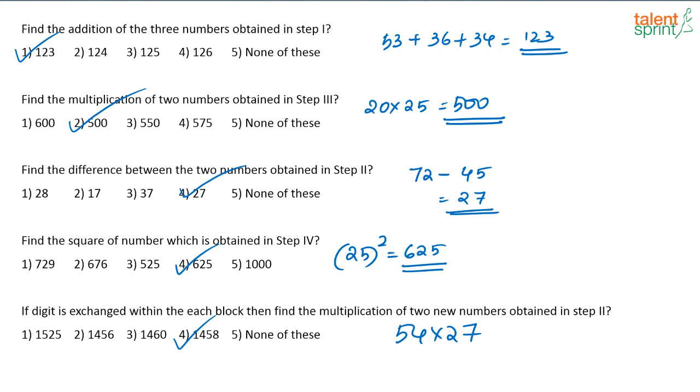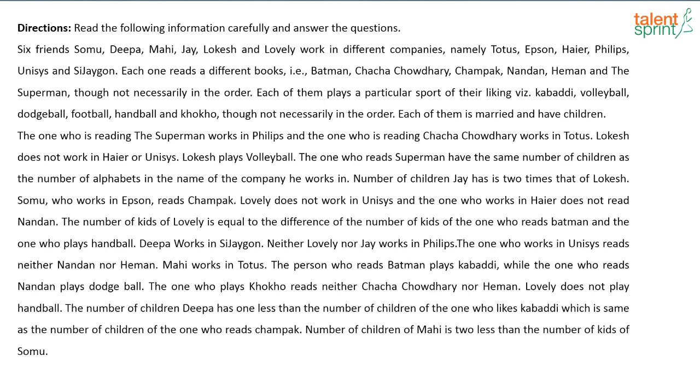Now moving on. Next question. The next question is on what is given. They're talking about 6 friends: Somu, Deepa, Mahi, Jay, Lokesh and Lovely. They are working in different companies and reading different books. Based on that, you have to assign each person to the books that they read and the office where they work. They have also given information about the number of children they have. So you have to find out these.